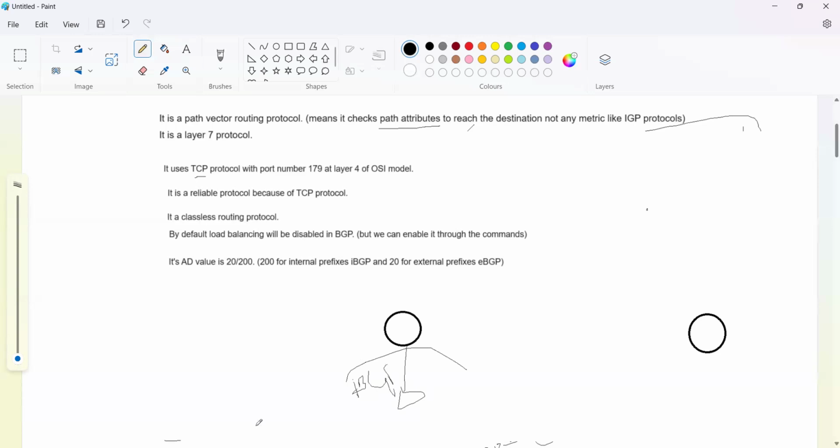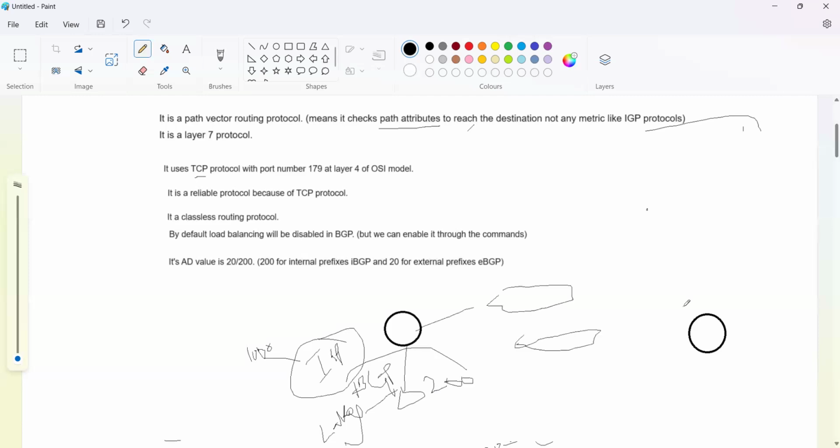Why do we need iBGP? Again, we have IGP protocols also. But IGP protocols, as I mentioned, carry only thousands of prefixes, but BGP protocols will carry lakhs of prefixes. So that is the reason we are using the iBGP protocol. Its AD value is 200.